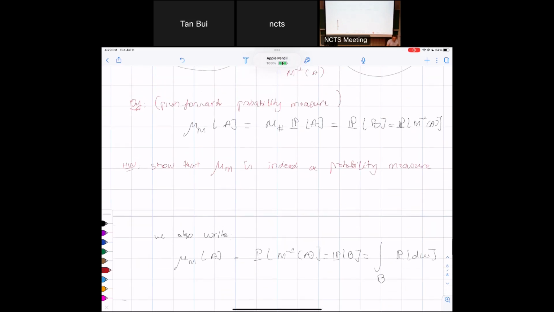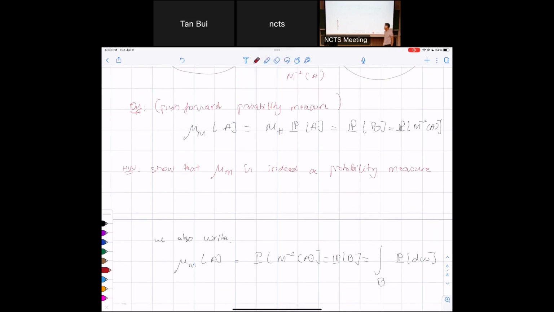You see that? Whenever I want to calculate the probability in the state space, I have to pull it backward to the sample space, and then measure the probability of the inverse image in order for me to tell what is the probability of my set in my state space. Everybody see that? That's by definition.